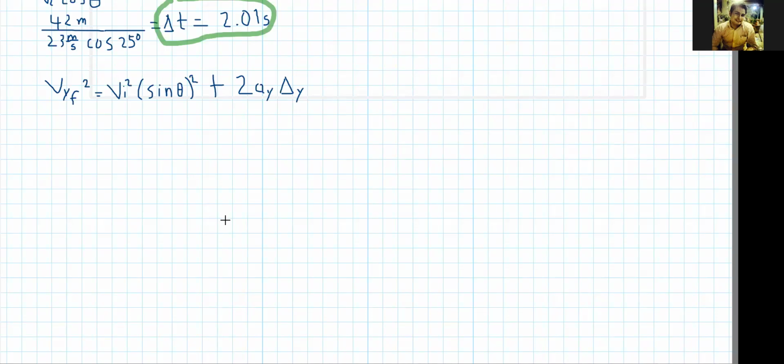If we analyze the exercise, remember the formulas you have on page 97, projectile launch at an angle. Okay, so here we have the final velocity in y squared equals the initial velocity squared multiplied by the sine of the angle squared, plus 2 times the acceleration in y multiplied by the maximum vertical displacement, okay? So what is the variable that we're looking for? We're looking for the vertical displacement, okay?